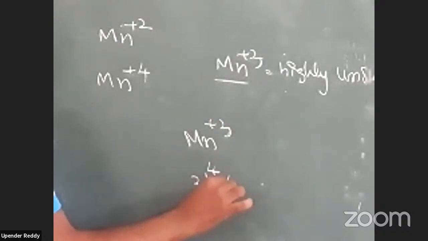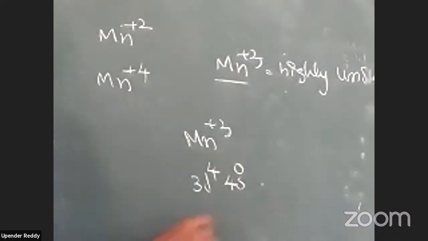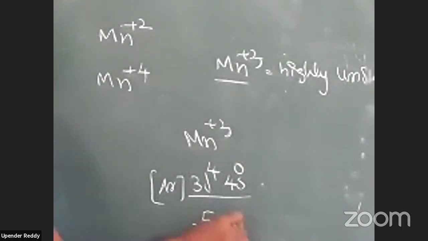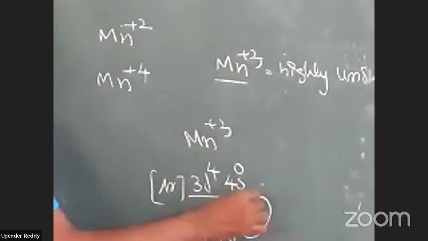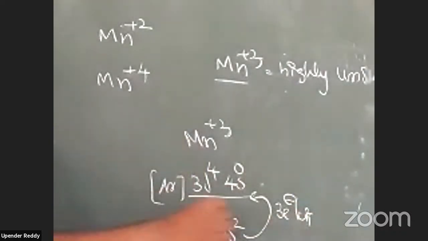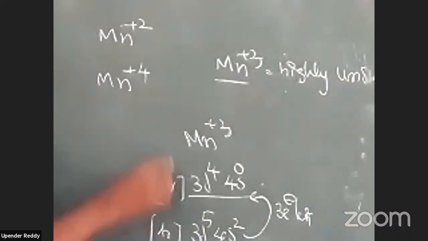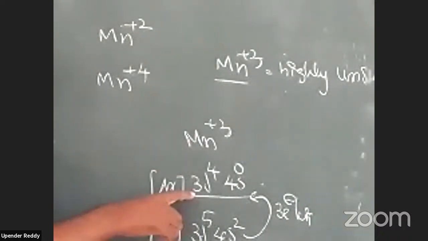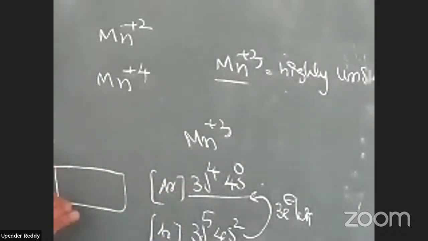Manganese +3 oxidation state, it is 3d4, 4s0. It is the electron configuration of manganese +3. All of you know very well manganese is 3d5, 4s2. After losing 3 electrons, with Mn +3, it is the oxidation state of manganese +3. It is 3d4. 3d4 means in the d orbitals, 4 electrons are there.